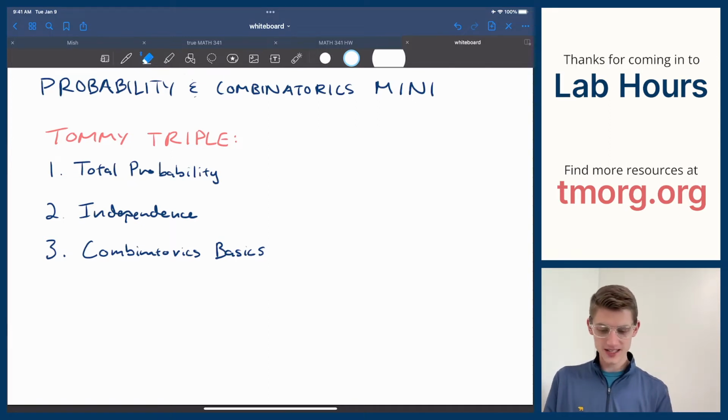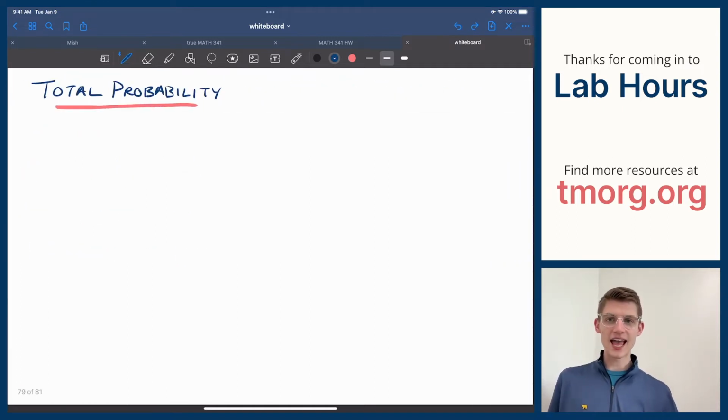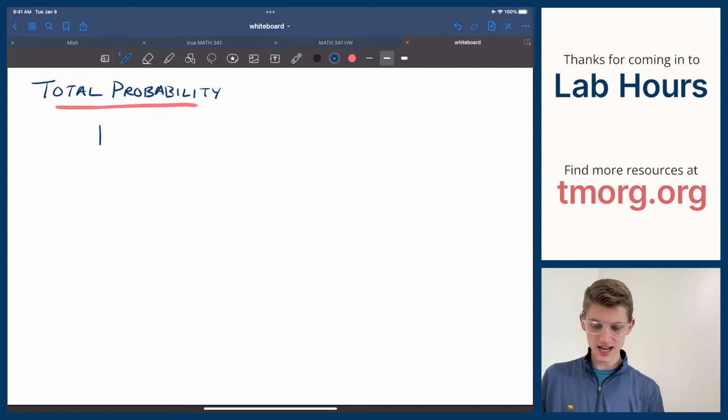So let's jump right into our first item here on the Tommy Triple. We have total probability, independence, and combinatorics basics that we're going to work through. So let's start with total probability. And the total probability idea is as follows.